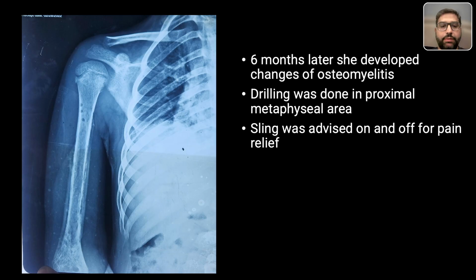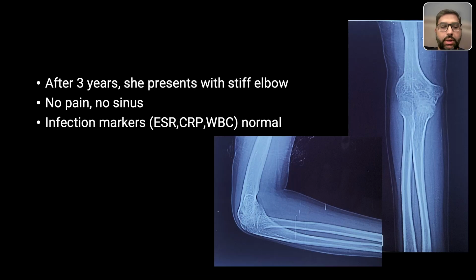The next available record was that after 6 months of her initial presentation to the hospital, she underwent surgery for osteomyelitis of her right humerus, for which debridement was done and drilling was done in the proximal metaphyseal area. Then a sling was advised for on and off pain relief. After 3 years, she presented with a stiff elbow. There was no pain, there were no infective sinuses, and her infection markers, that's ESR, CRP, and WBC, were all normal.